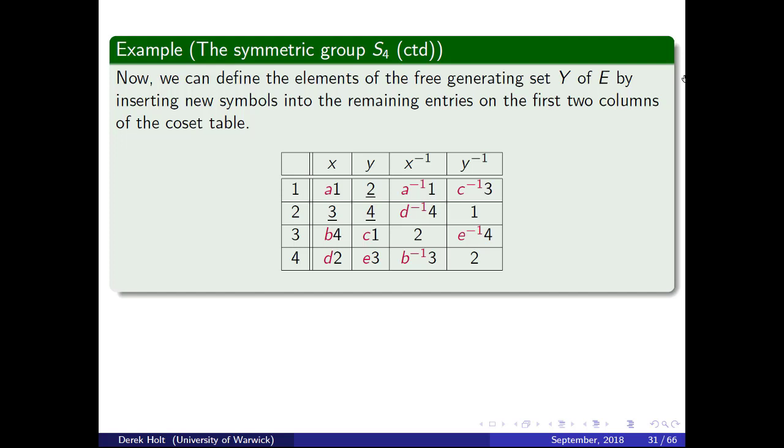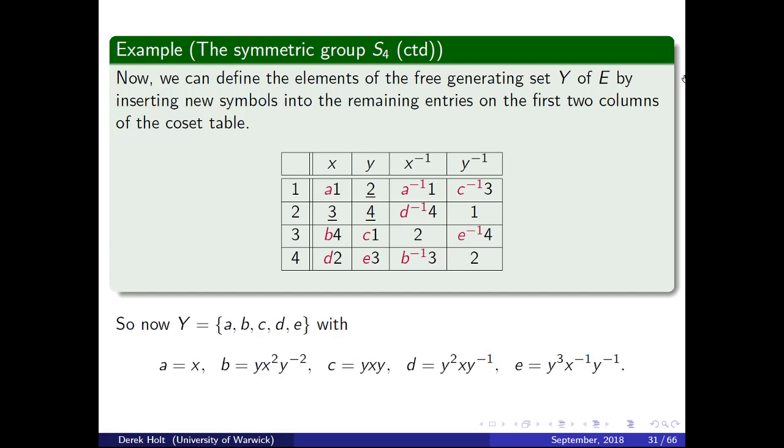So we're reinterpreting this table. Previously, we thought of the numbers as representing cosets, and now they have a bit more information. Now the numbers represent transversal elements, and the letters A, B, C, D, E are the elements of the subgroup which make the table correct. So we've got our Schreier generators. Y is A, B, C, D, E, and of course these are generators of the underlying group. As I said, B is y times x squared times y to the minus 2. But to carry out the algorithm, you don't actually need to know what A, B, C, D, and E are. You would need to know that if you wanted to interpret them back in the original group.